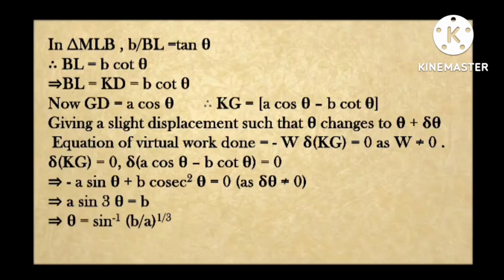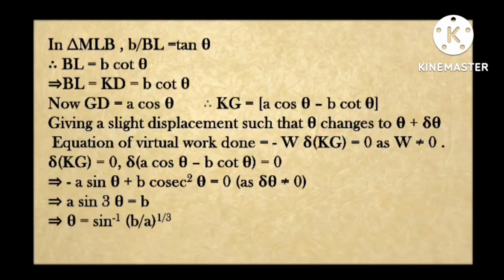Now in triangle MLB, small b upon capital BL equals tan theta. Therefore BL equals small b cot theta. So this implies BL equals KD, as I have told previously, which equals b cot theta. Now GD equals a cos theta, therefore KG equals a cos theta minus b cot theta.